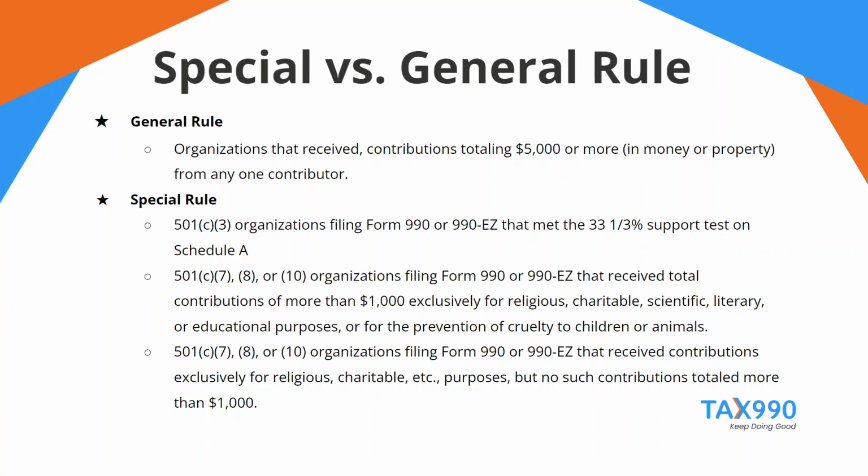Now, if you're filing a 990-PF, you're just going to fall into that general rule category because Schedule A doesn't apply to you.